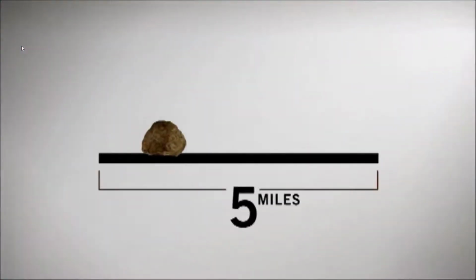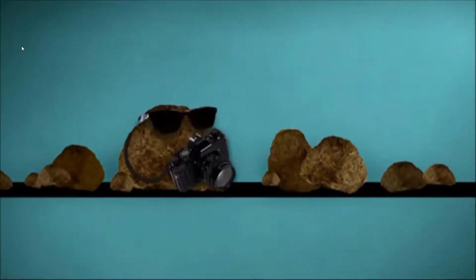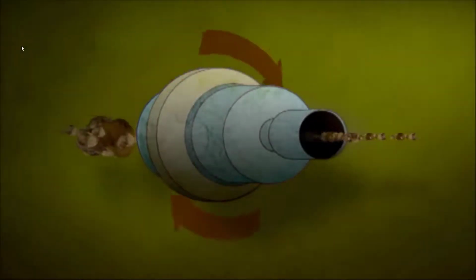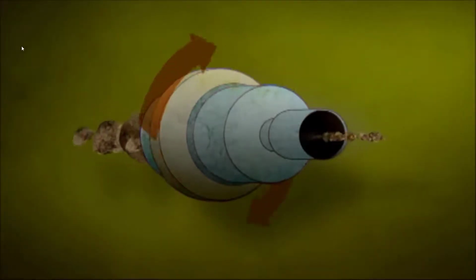This 5-mile trip takes about 29 minutes. If only rocks could appreciate the fun of traveling 5 miles on a moving sidewalk. When it reaches the grinding facility, the ore runs through a series of giant rotating mills. This grinds the basketball-sized rocks into a fine powder.